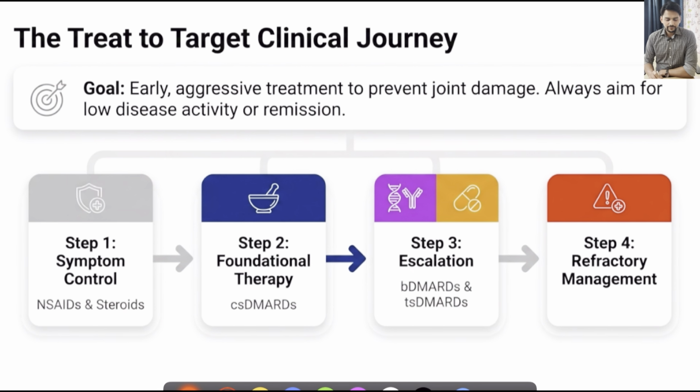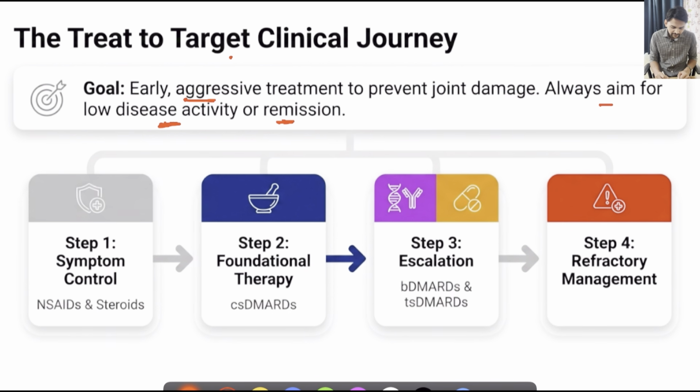So once we have diagnosed these conditions, now we will see how to treat. Mainly, the goal should be early aggressive treatment so that we can prevent the joint damage which will happen if not intervened early. Always aim for lowest disease activity or the clinical remission. So there are numerous scores to assess the disease activity, and there are some criteria to call it as clinical remission. We have to calculate those scores and start treatment and try to improvise in that particular score.